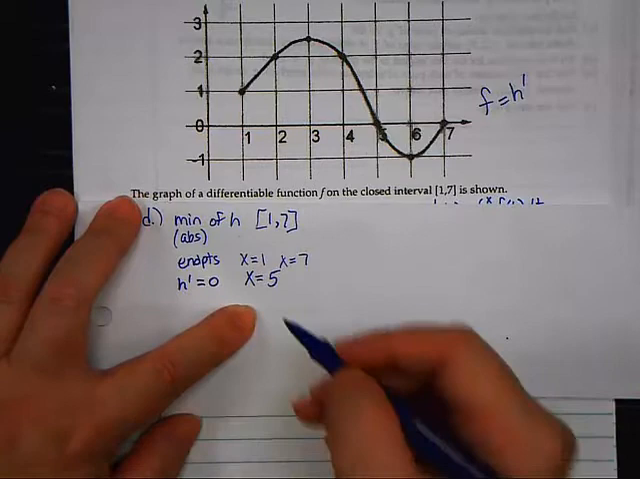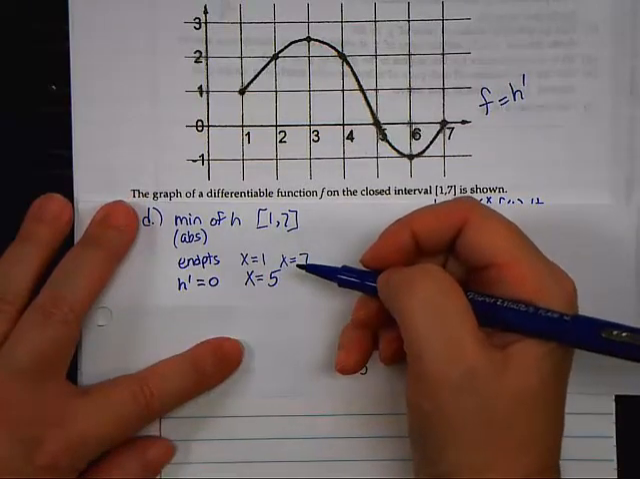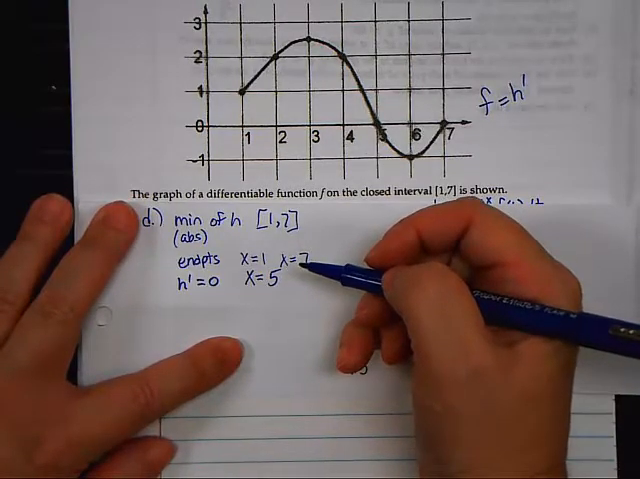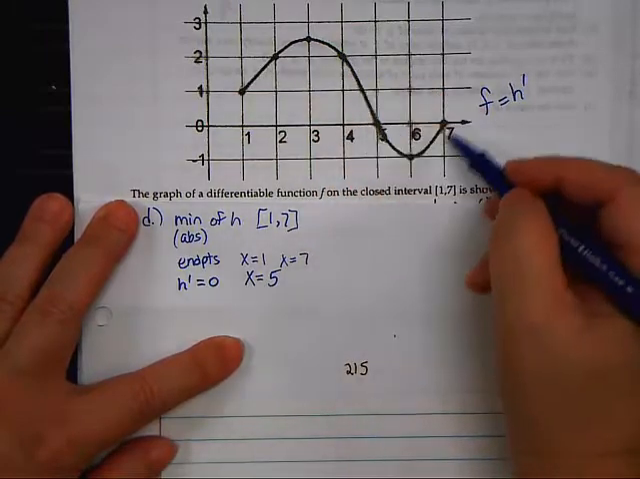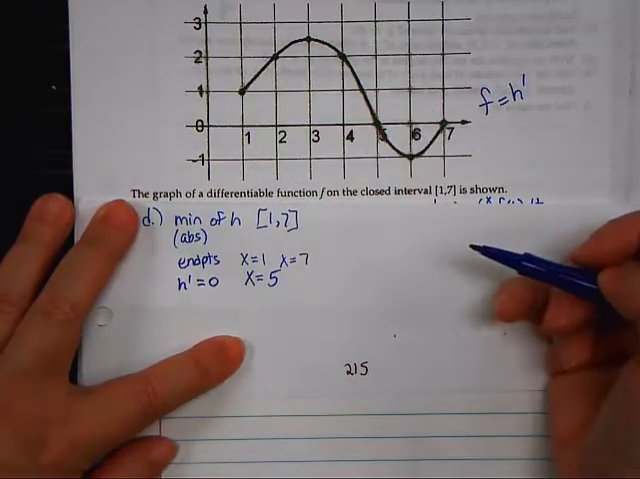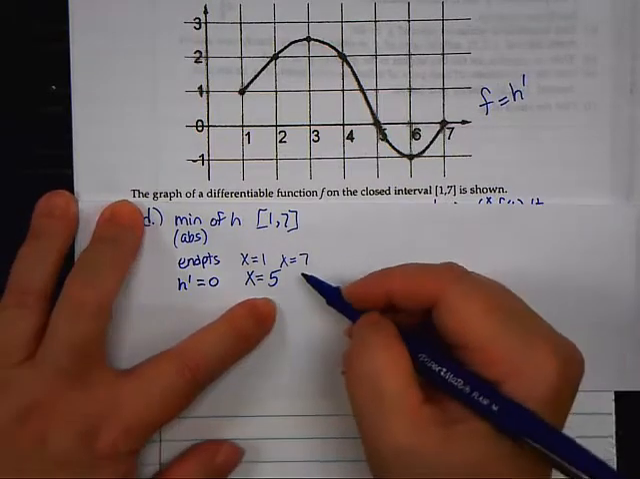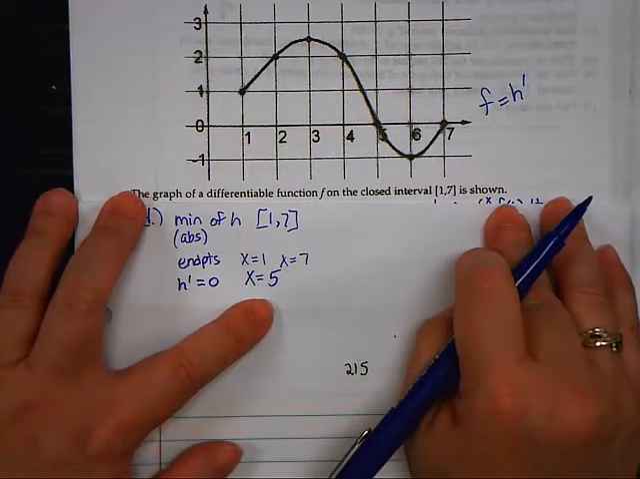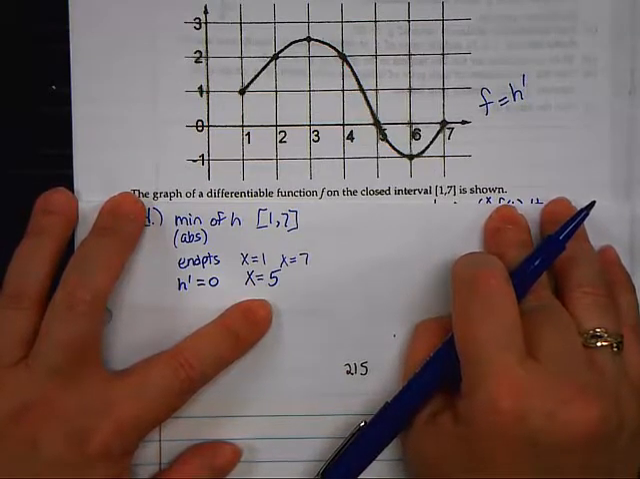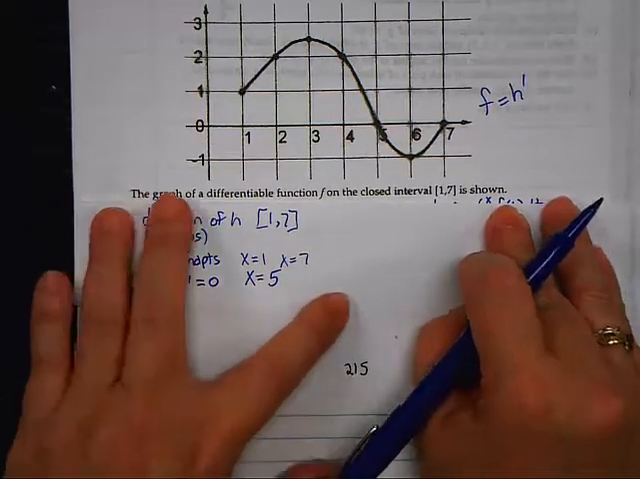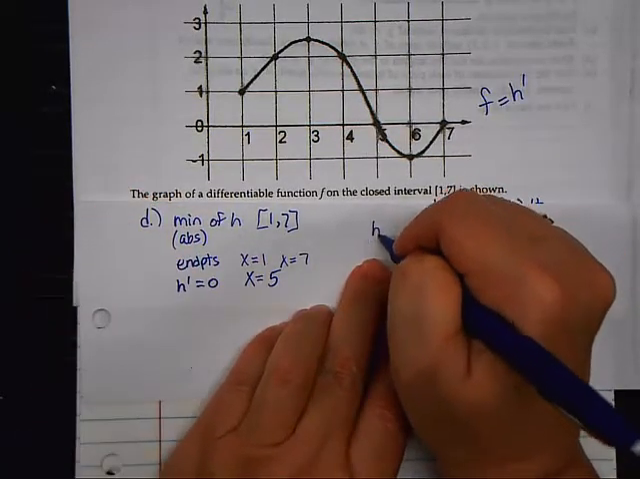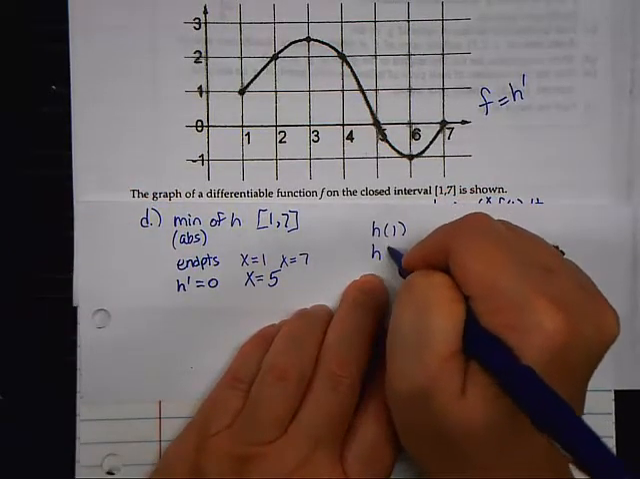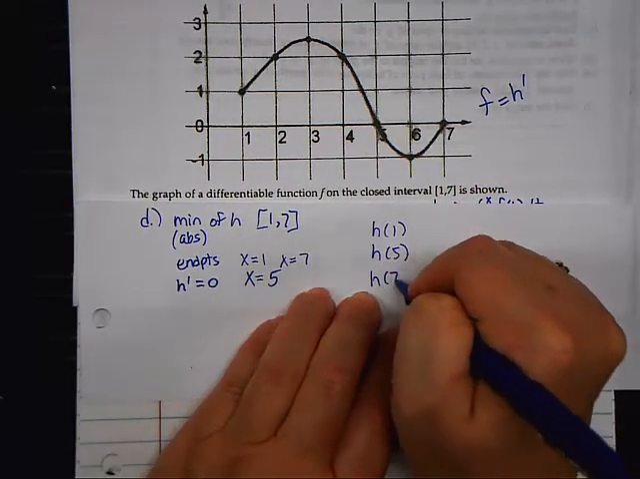But I also need to check and see, does h prime fail? Listen, does h prime ever fail? This graph failing would be like a hole or an asymptote. Do you see any holes or asymptotes there? No. Okay. So, who remembers, if I don't do a number line, how do I find out which one is the minimum? Plug them into the original equation. So I need to plug these into h. h of 1, h of 5, and h of 7.